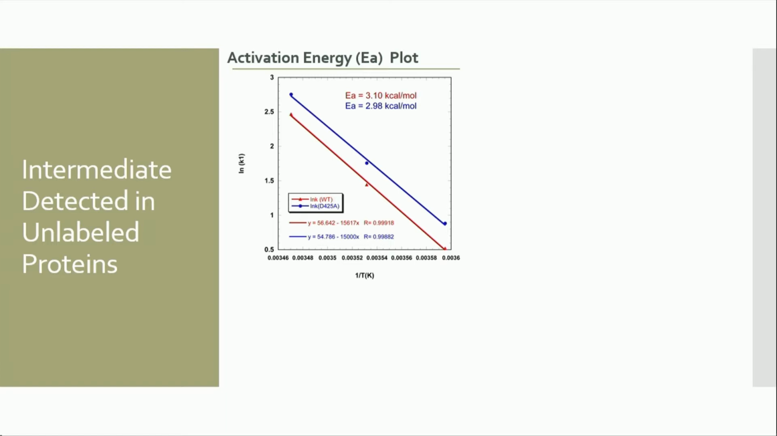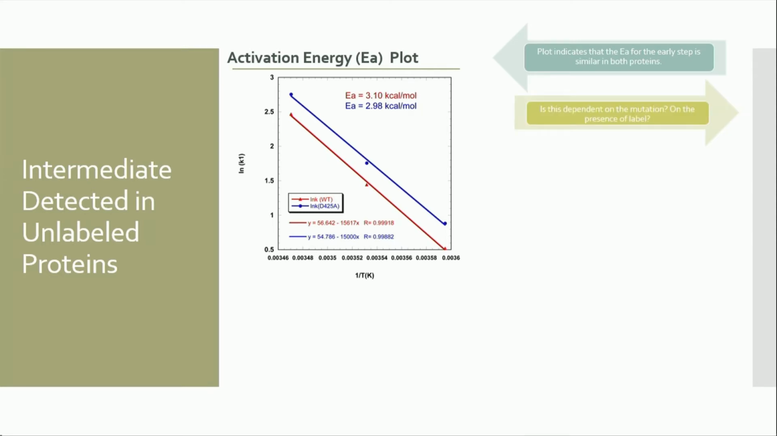In order to quantify and see if the mutant protein was experiencing a similar rate of formation to that of the wild-type protein, we decided to check the activation energy of the proteins, and they were similar. So the activation energies of both our proteins are comparable. So this made us think, is this due to the mutation or maybe to the label that we had on our protein? So we decided to do the studies without labeling the protein.